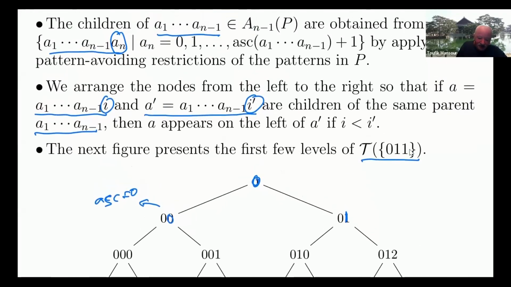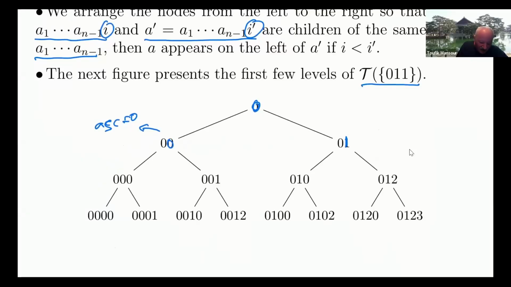So here I should say, if the number of ascents is 0, I should add either 0 or 1, and both avoid 0, 1, 1. If it's 0, 1, there is one ascent here, so I could add 0 or 1 or 2. But if I add 1, I get 0, 1, 1, which contains 0, 1, 1, so this is not possible. Then I make level 1, level 2, 3, and 4, and I make the tree.